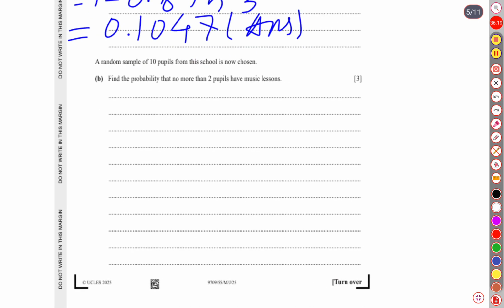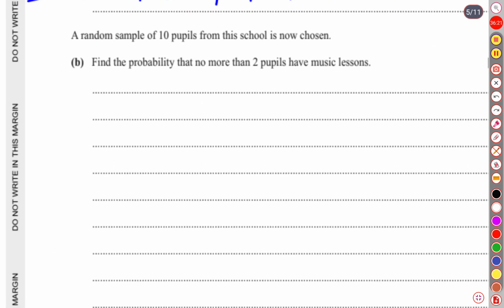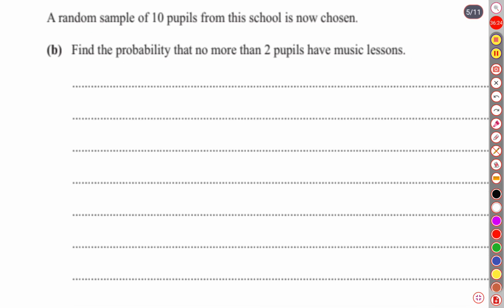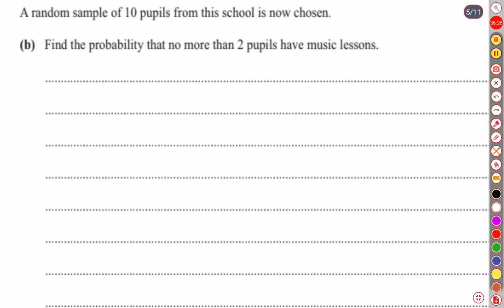Question B says a random sample of 10 pupils from this school is now chosen. Find the probability that no more than 2 pupils have music lessons. This is simply a binomial distribution. So we will write X belongs to the binomial distribution, and the parameters are n and p. The total number of pupils is 10 and the probability of having a music lesson we used as 0.4.